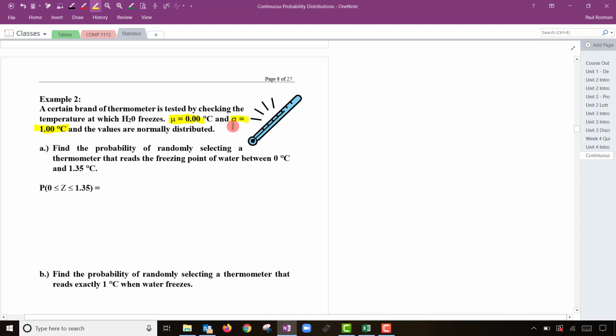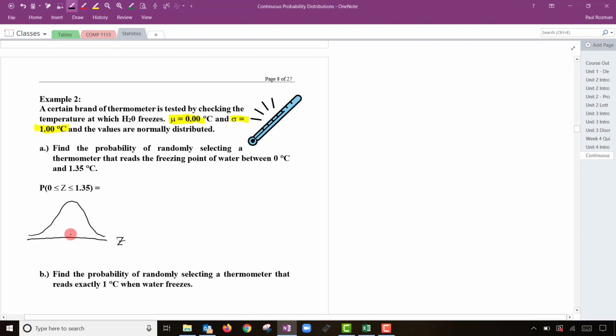I used mu and sigma here because I've been manufacturing these thermometers for years and years, and I have so much data that I feel confident I can use population parameters rather than sample statistics. Now, I reach into a box of these thermometers, and I haven't tested it yet. What are the chances that it will show me that the freezing point is somewhere between 0 and 1.35? I used my variable z there because this is a special situation where we have a mean of 0 and a standard deviation of 1. So my data is already in terms of z-scores. I'm looking between 0 and 1.35. Again, I could have written strictly less than signs here and I get the same result.